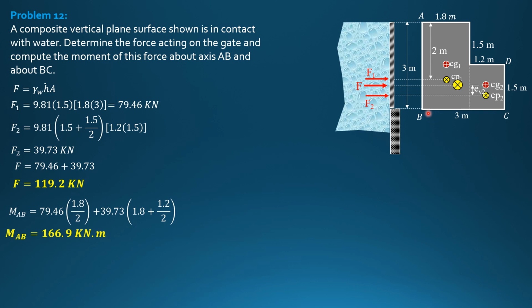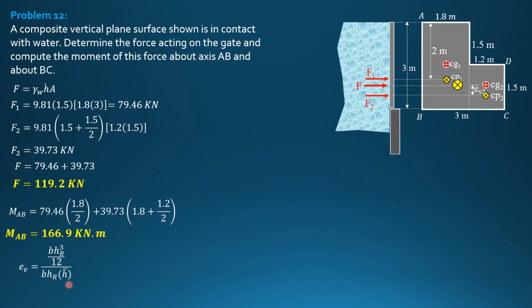While moment about axis BC, F1 times 1 meter because that's 2 meters, plus F2 times this distance. This distance is equal to 3 meters minus bar H2, which is this one, 2.25, minus EV2. We don't have EV sub 2 yet, but we can derive that. EV is I sub CG over area bar H, for a rectangle that is BH cubed over 12 over area of rectangle BH times bar H. That's the formula.